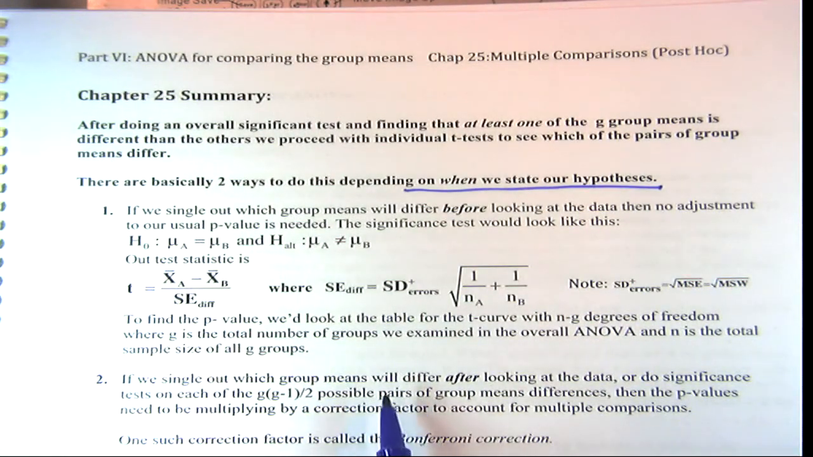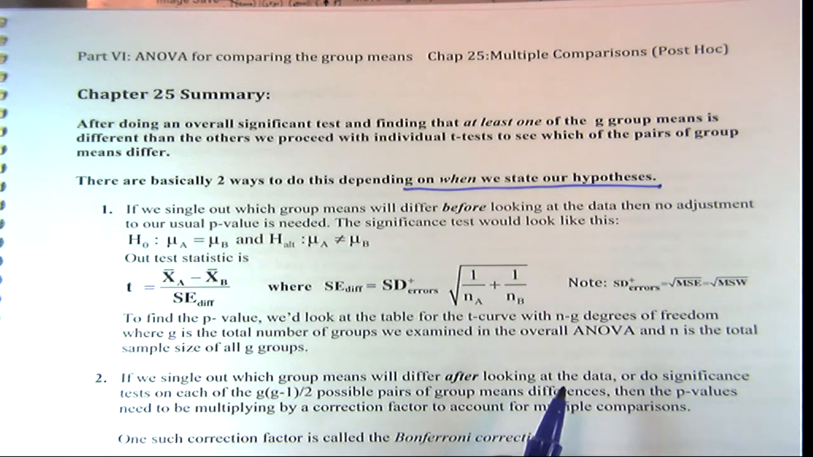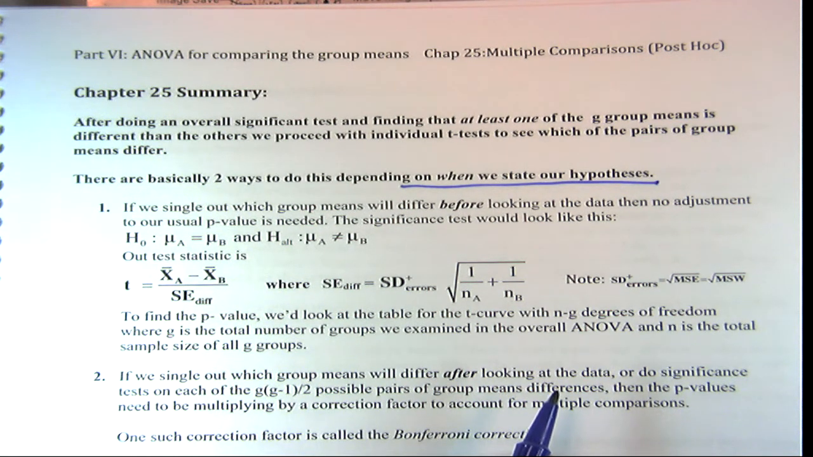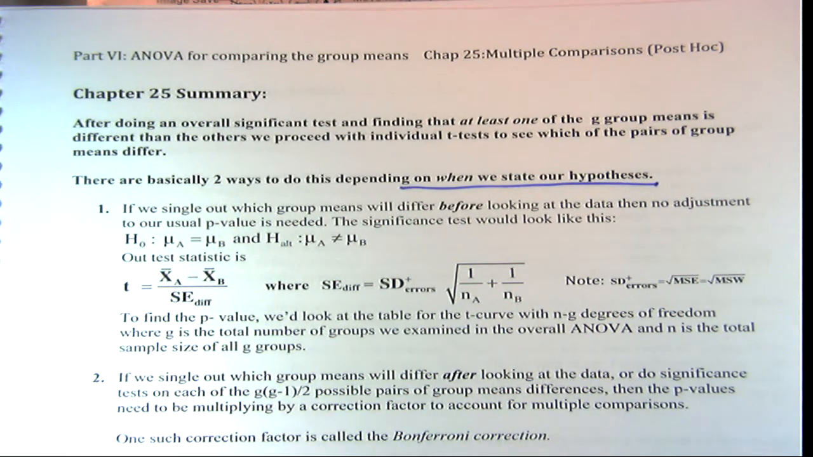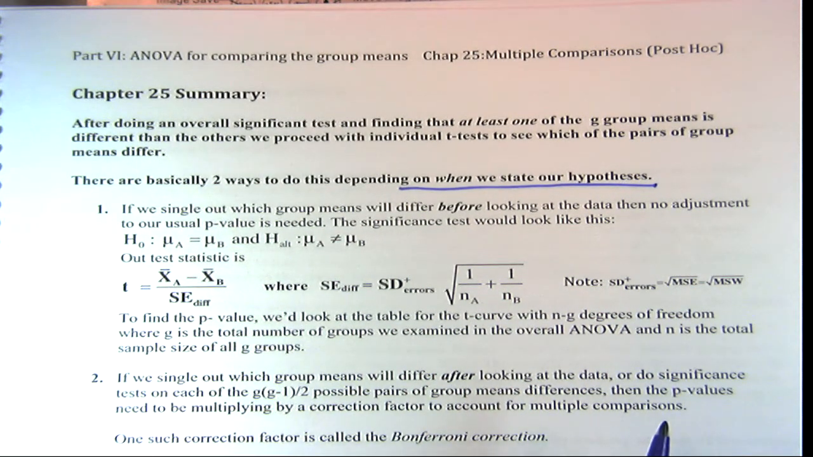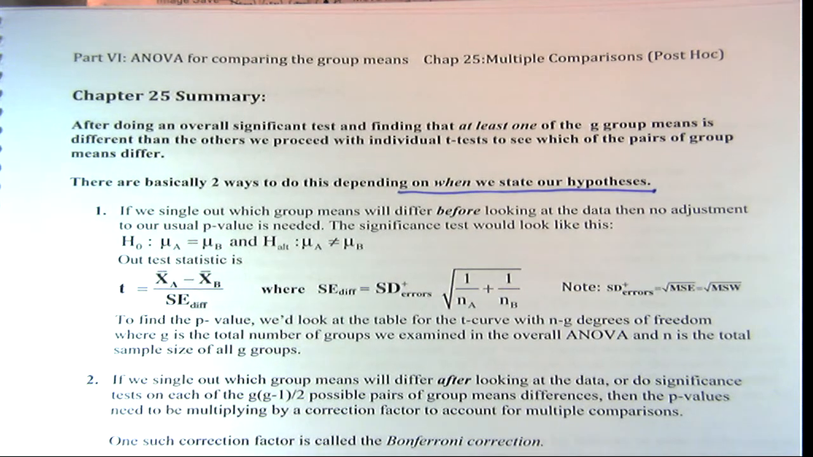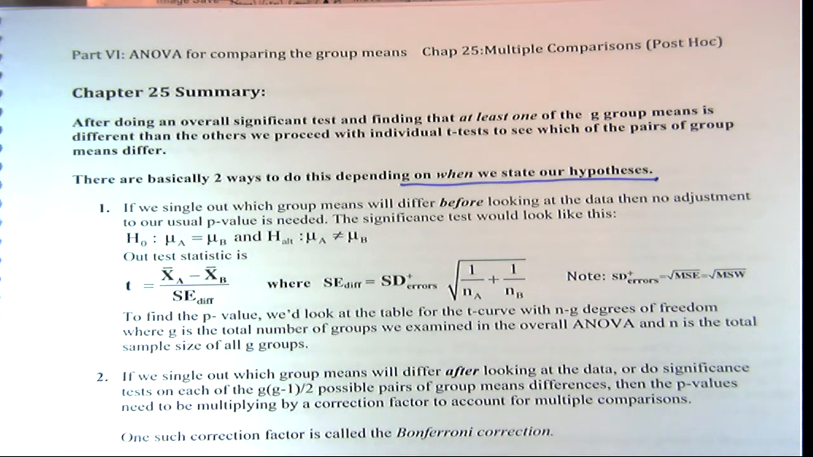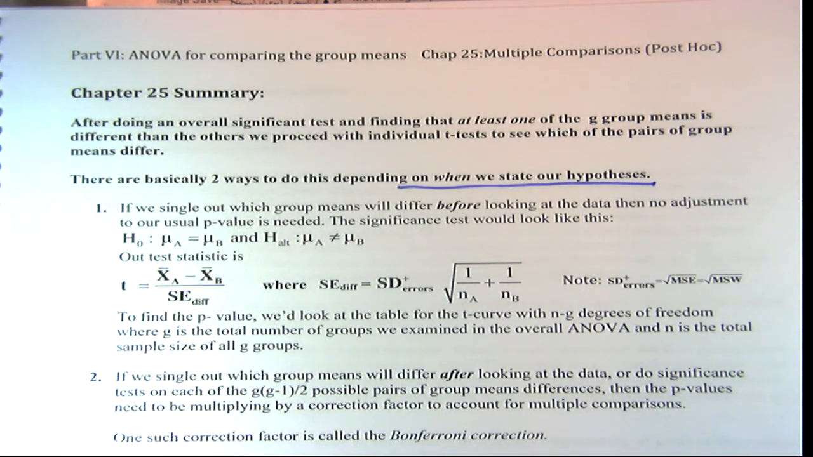But if we single out which group means will differ after looking at the data, well, think about it. If you had 100 pairwise differences and you picked the 5 biggest differences, just by the luck of the draw, those are going to be statistically significant by definition at the 5% level. So you have to make some adjustment if you cherry pick which differences are going to be significant after looking at the data. You adjust by the Bonferroni correction, which is the number of pairwise differences you have. If you had 100 groups, you'd have 100 times 99 divided by 2 pairwise differences. It's G, the number of groups, times G minus 1 over 2.